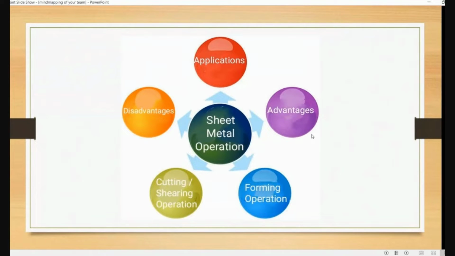Before deciding on the processes, one should determine whether a particular sheet metal can be formed into the desired shape without failure. The sheet metal operations done on a press may be grouped into two categories: cutting or shearing operations and forming operations.